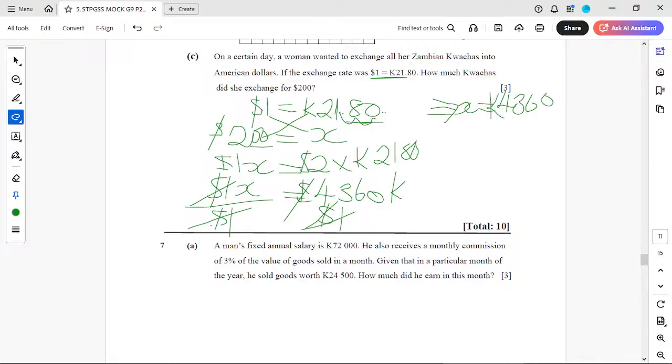So it will be the value of money the woman had, 4,360 kwacha. So this is the money she had, and then when she exchanged for the dollar, she got $200. Okay, so I don't know if you are confused, but this is how you do it.